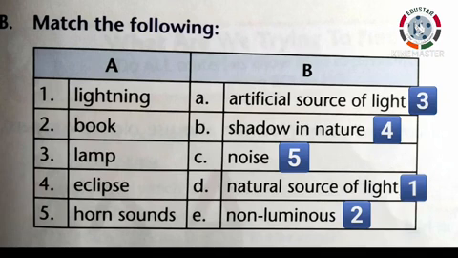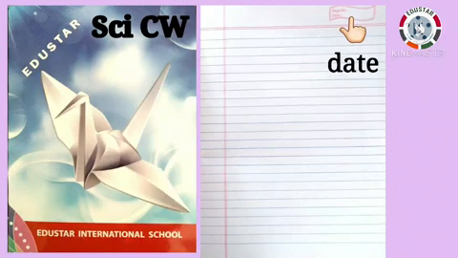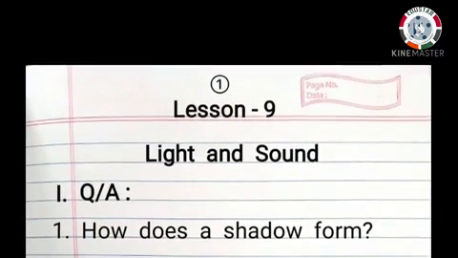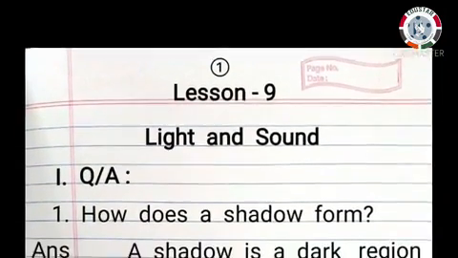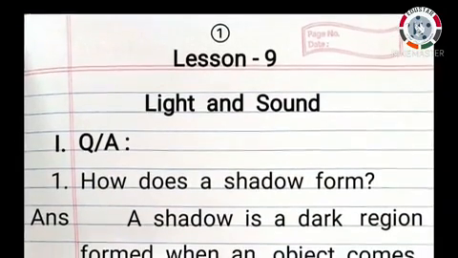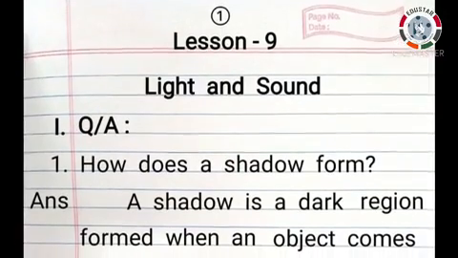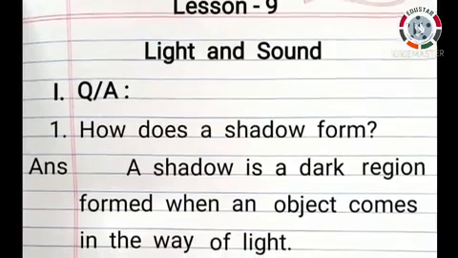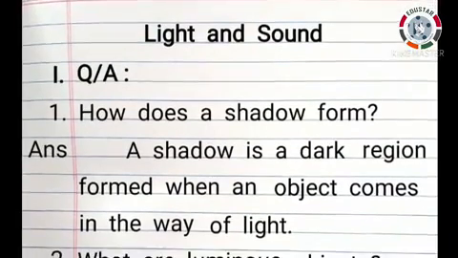Now close your science book. Take your science classwork. Take a fresh page in your science classwork. Write today's date here and page number. Lesson 9, light and sound. Dear students, write neatly and leave one line between each and every line you are writing. Use only pencil. Okay. First Roman letter, question and answer.